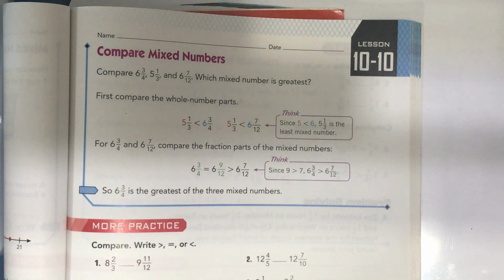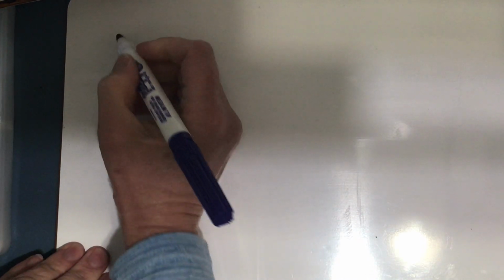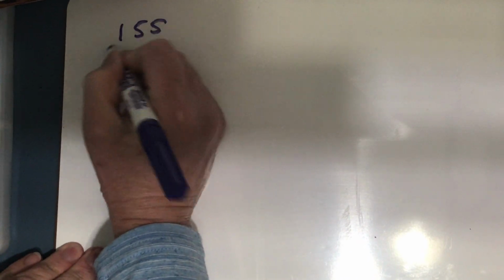And I am on page 155 in your workbook. Remember that a mixed number has two parts. We have the whole number part and the fraction part. So I'm going to start with comparing on number 1 on page 155.